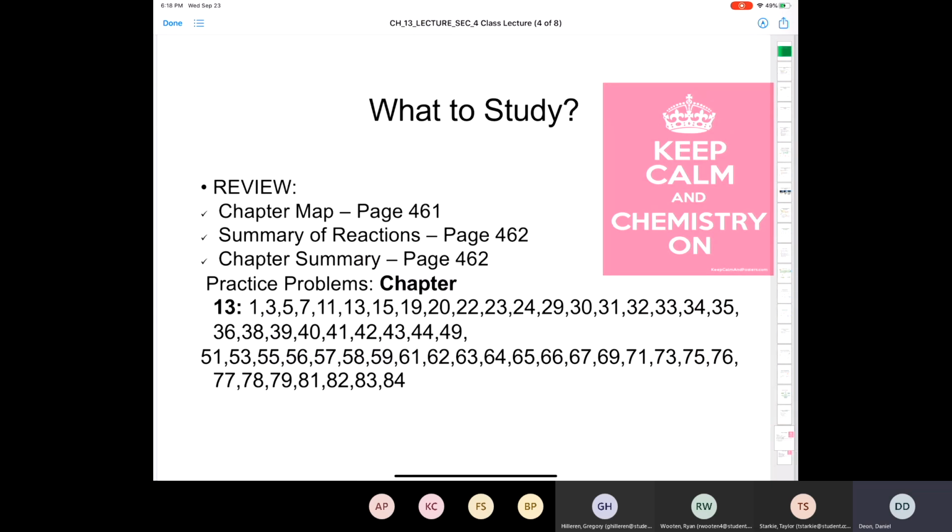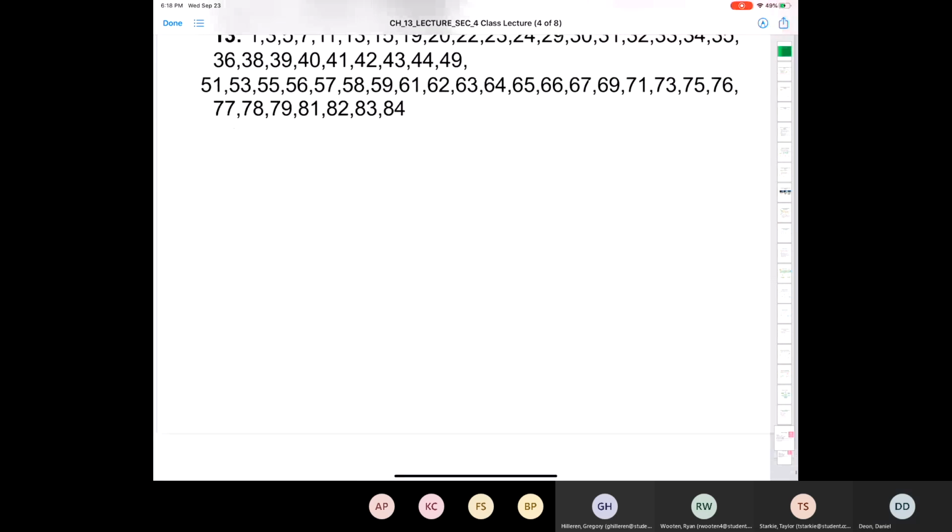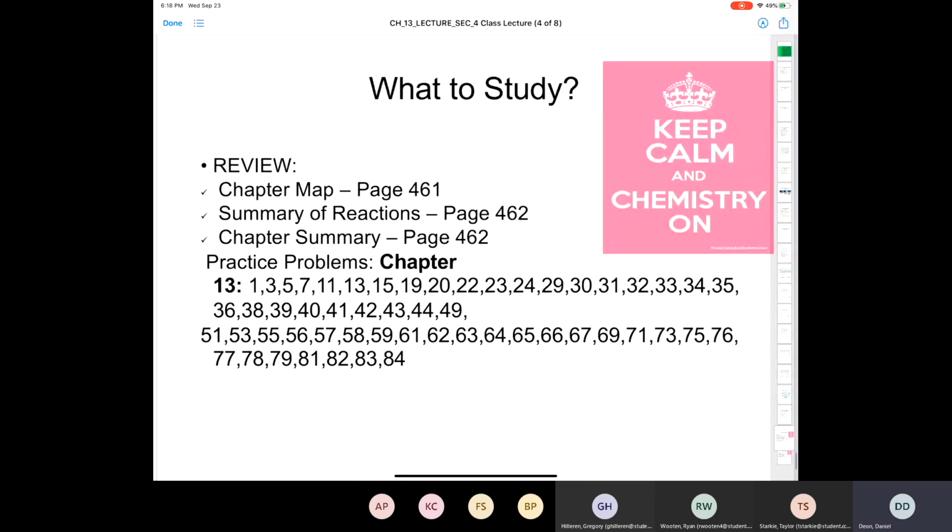Here are some practice problems that I recommend taking a look at in our textbook. I've chosen mostly problems that have the answers to them in the textbook. And that's it. That covers section 13.4.